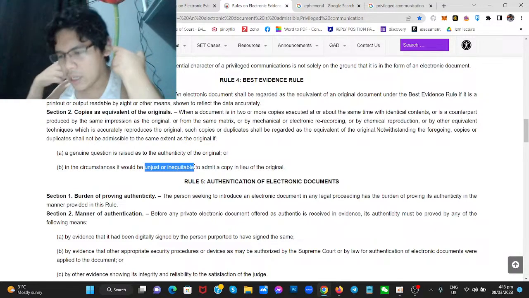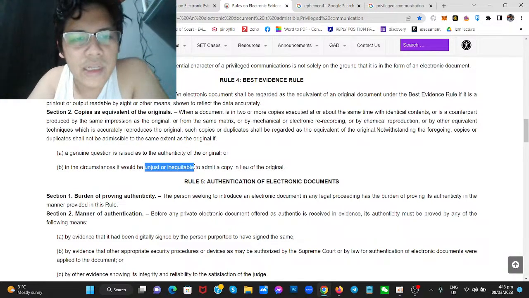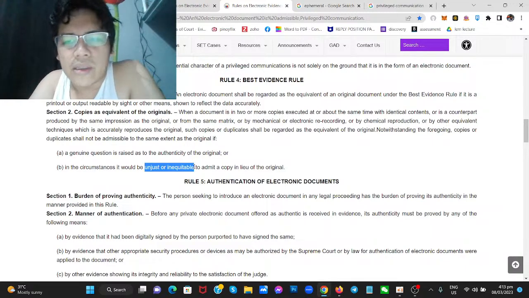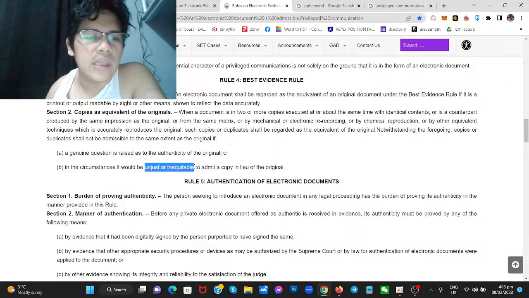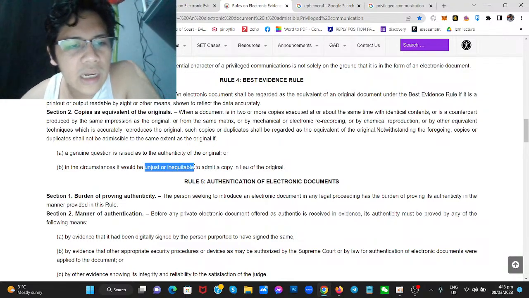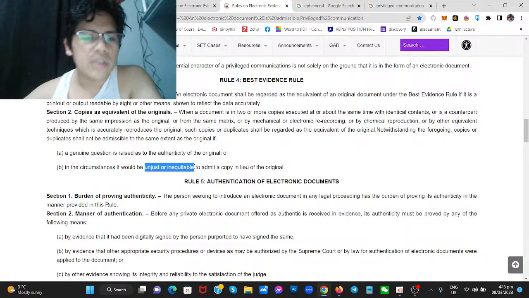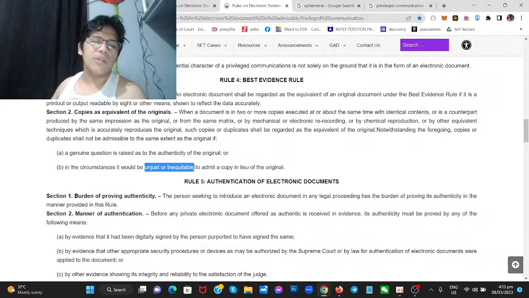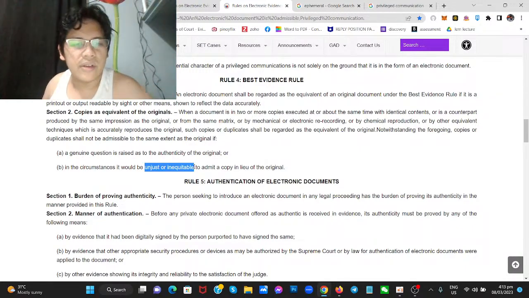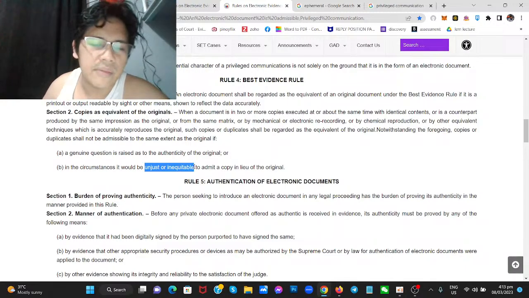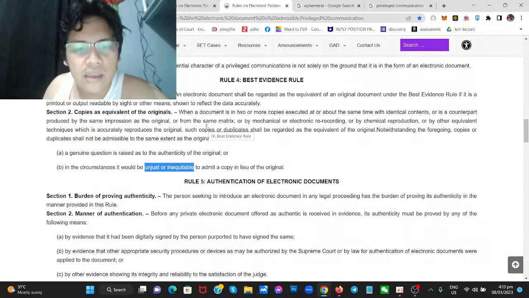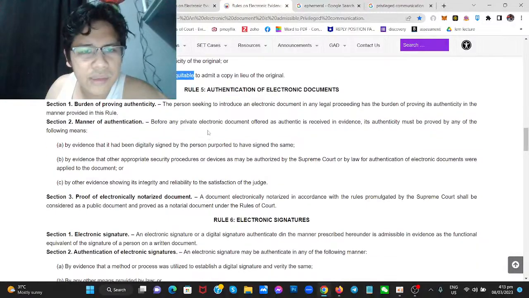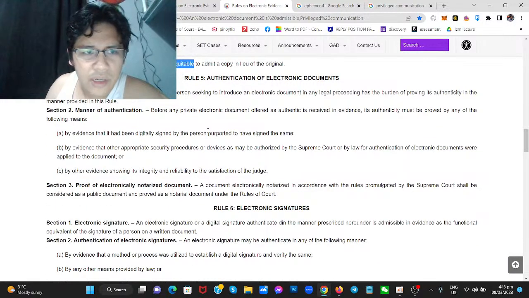But most likely, how would you say it's a copy in the digital? You copy paste it and make it a duplicate, right? But there are only two grounds to assail it: a genuine question assailing the authenticity, and any unjust or inequitable reason to admit a copy. Alteration, second copy, probably. Rule 5, authentication of electronic documents.